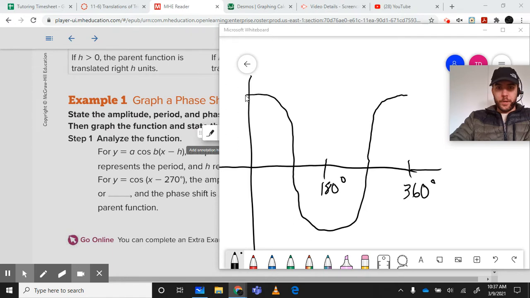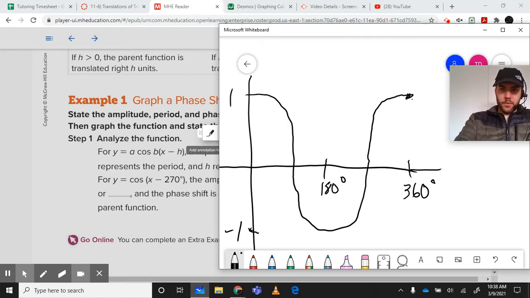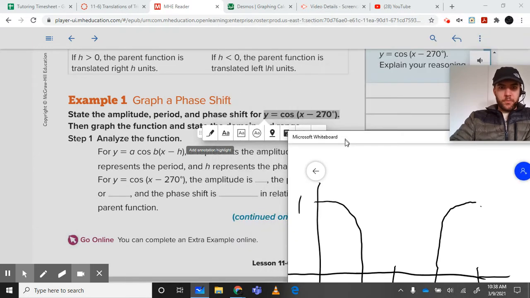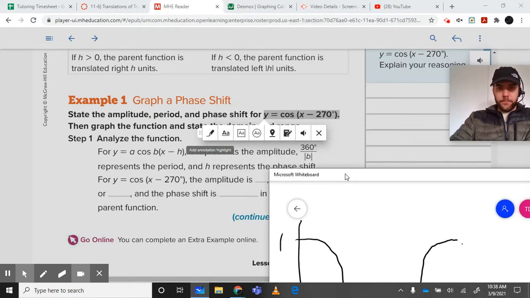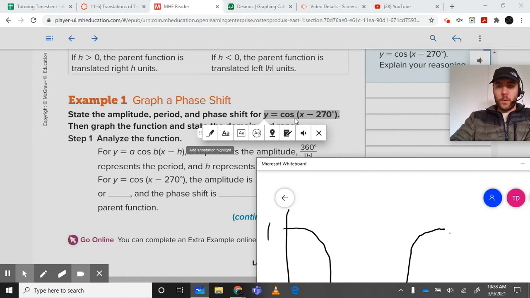We should start up at 1. We should go down to -1 by the point that we've done half of our cycle, and we should be back up to 1, having completed our cycle at 360 degrees. So if we are going to subtract 270, keep in mind that taking away something from the x value shifts us to the right.